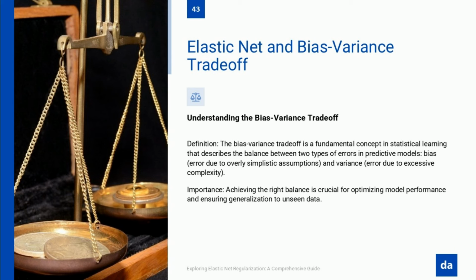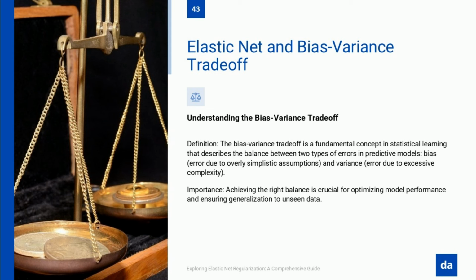Bias refers to systematic errors in a model when it consistently makes incorrect predictions due to oversimplification. A high bias model might assume that all houses in a city cost the same, ignoring factors like location, size, and amenities. Ridge regression tends to have higher bias because it shrinks all coefficients, but doesn't remove any features entirely, which can lead to an overly simplistic model.